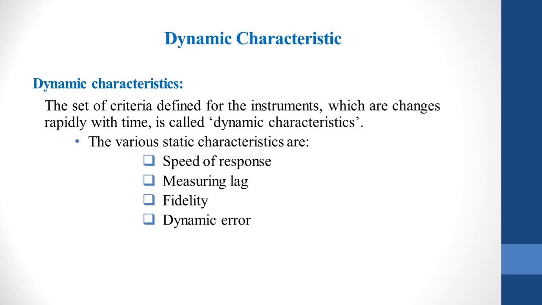Dynamic characteristics. The set of criteria defined for the instrument or transducer which change rapidly with time is called dynamic characteristics. The various dynamic characteristics are speed of response, measuring lag, fidelity, and dynamic error. Let us see the dynamic characteristics one by one.